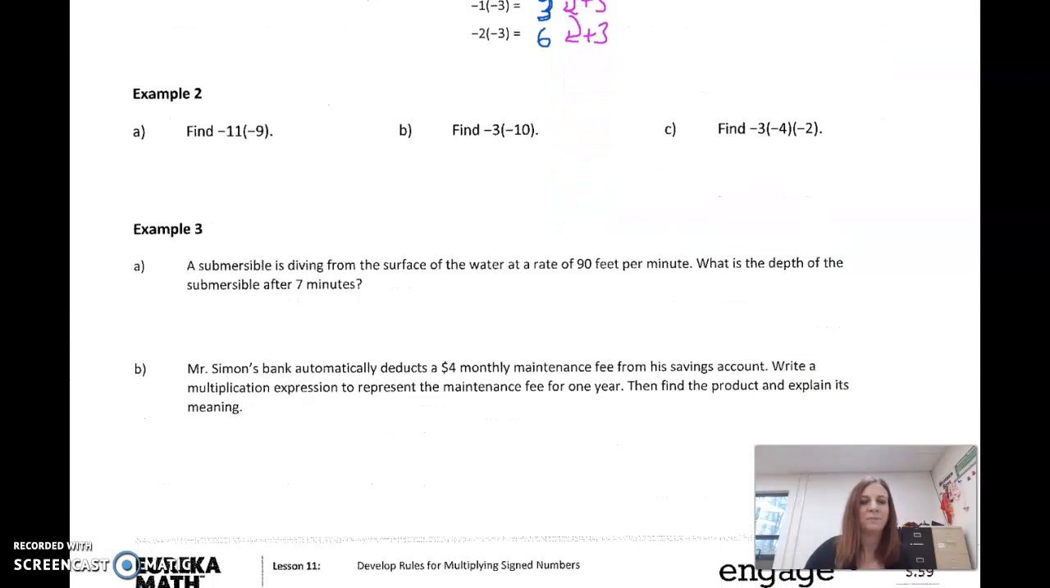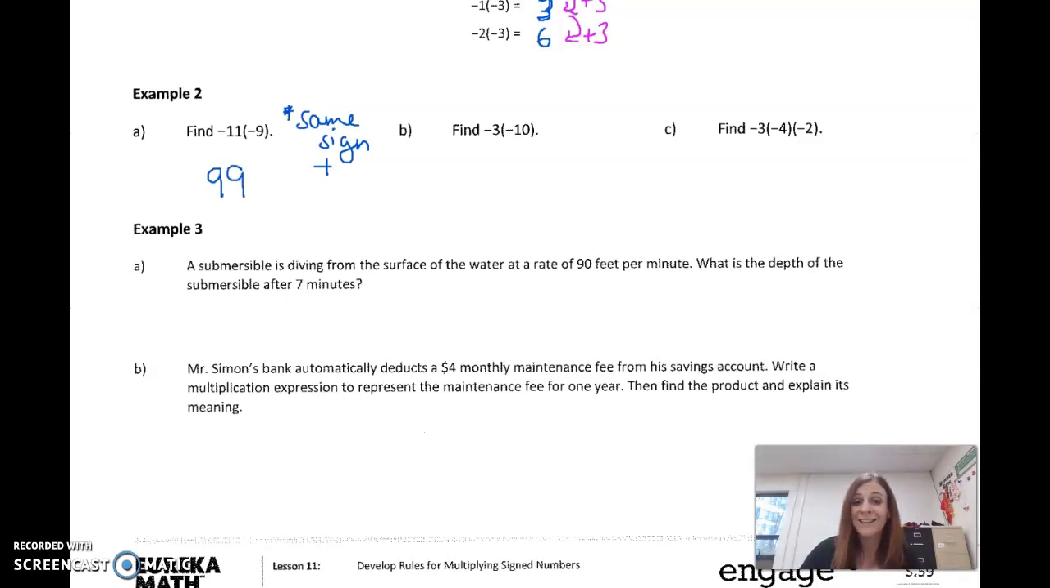Find negative 11 times negative 9. Well, again, remember that means multiplication, the parentheses here. And I'm going to look and I'm going to say, you know what? They have the same sign. And I know if they have the same sign, it's positive. So this is going to be a positive what? Well, 11 times 9 is 99.